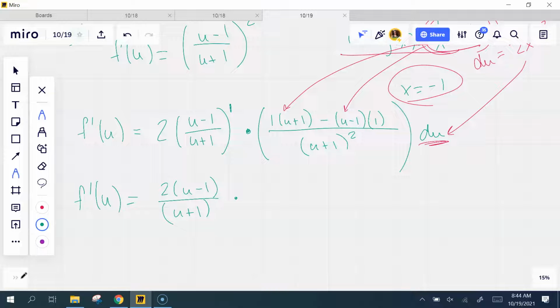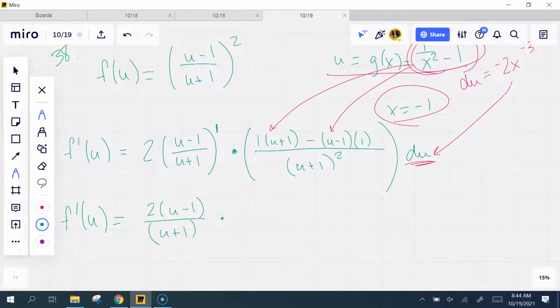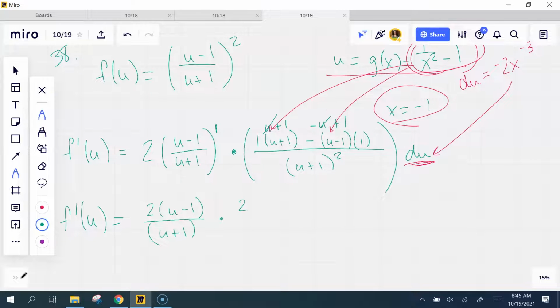And I'm going to show you, I'm doing this because it's going to make my life just a little bit easier when I go to plug in. Here, this is u plus 1, and this is negative u plus 1. So the u's cancel, so I end up with 2 up top, right? Which is a lot easier than plugging in what I have for u each time. And then I have u plus 1 squared, and I still have the du. Y'all okay there?